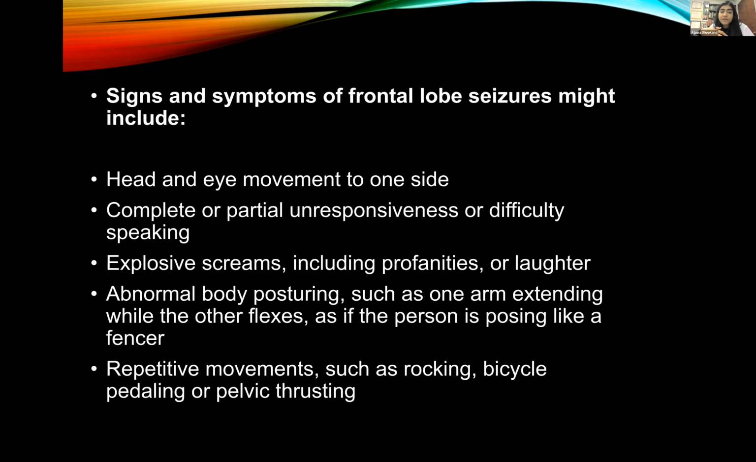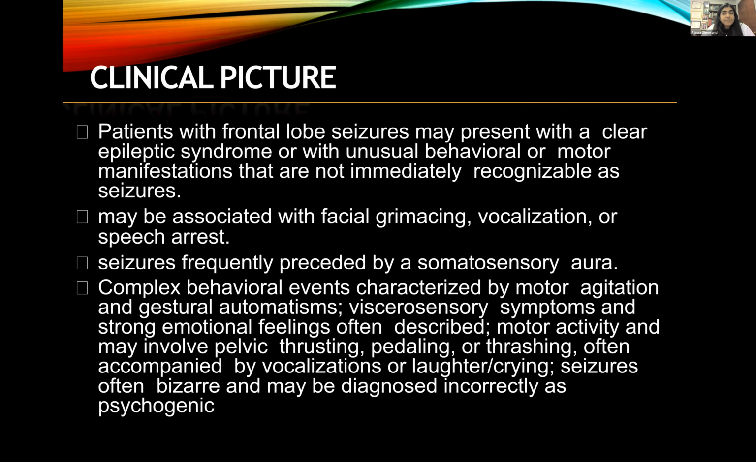So it can have head-eye movement to one side, complete or partial unresponsiveness or difficulty speaking, explosive screams, including profanities or laughter, abnormal body posturing, such as one arm extending while the other flexes, as if the person is posing like a fencer, and repetitive movements of different parts of the body. It can have rocking, bicycle pedaling, or pelvic thrusting. And because of this unusual behavior, as we previously said, it's not immediately recognizable as seizures. And again, they frequently are preceded by a somatosensory aura, and have complex behavioral events characterized by motor agitation and gestural automatisms.